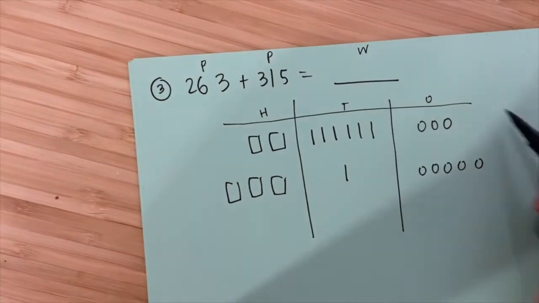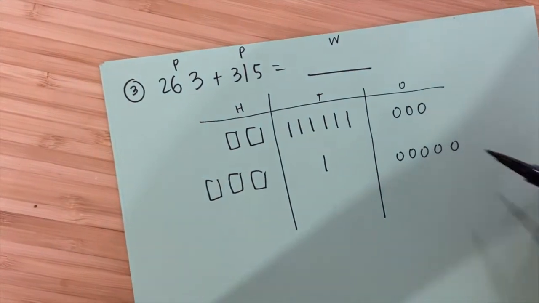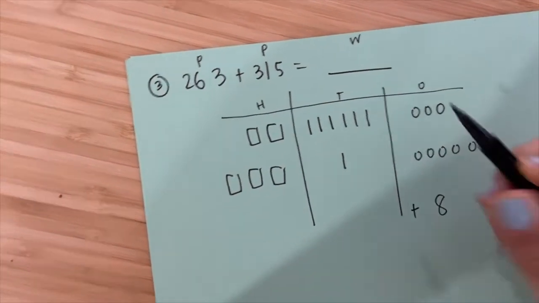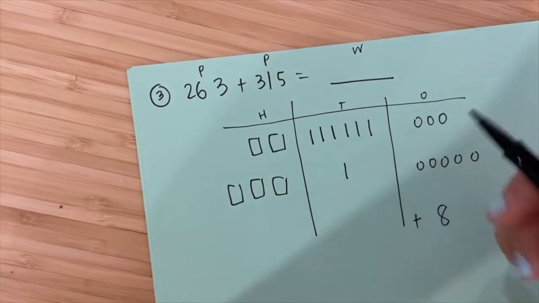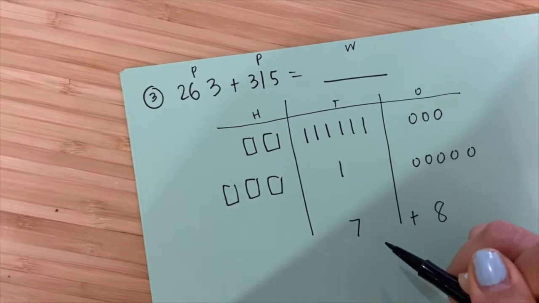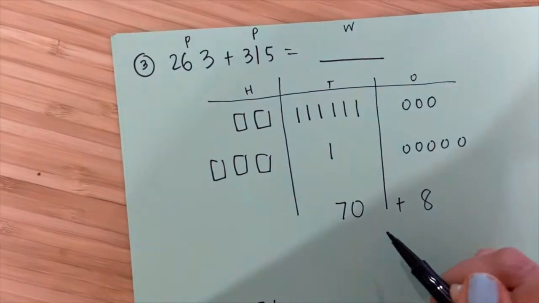Next, I'm going to add my ones first. 8 ones, plus let me count my tens: 7. I'm not just going to write 7, I'm going to write 70 because the value of 7 tens is 70.